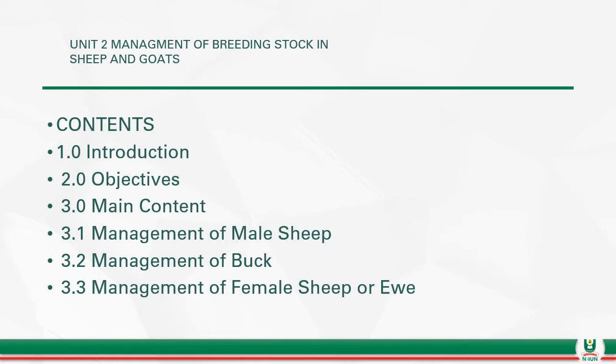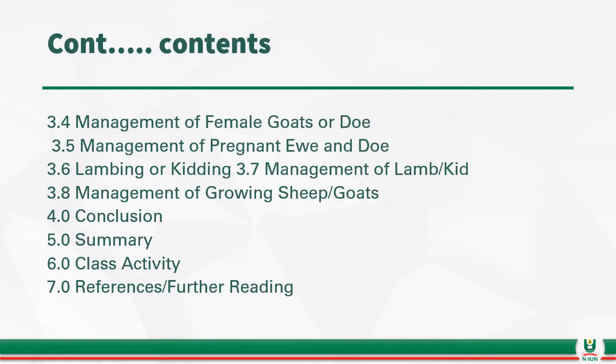We are on this management of breeding stock in sheep and goats. The contents will comprise introduction, objectives, the management of the male sheep, management of the buck, management of female sheep or ewe. Now, we also have to manage the female goats or doe, the pregnant ewe, lambing or kidding, management of the lambs, management of the growing sheep, and we'll look at the conclusion, the summary. We will look at some class activities and further reading or references.